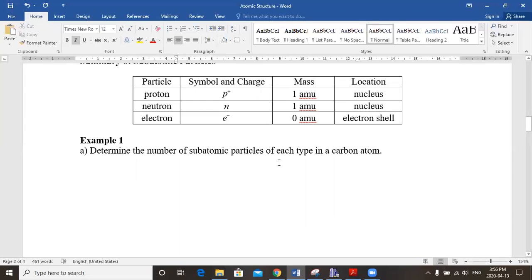So how do we use this information then to find out the number of subatomic particles? We'll look at a specific example here. Determine the number of subatomic particles for each type in a carbon atom. So the element carbon. The first thing we need to get is the atomic number.